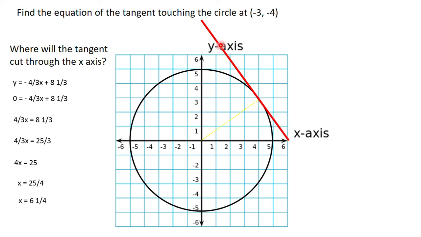We know where it's going to cut across the y-axis. That's going to be 8 1/3, because that over there is the y-intercept, and that looks about right as well. That looks like about 8 1/3.